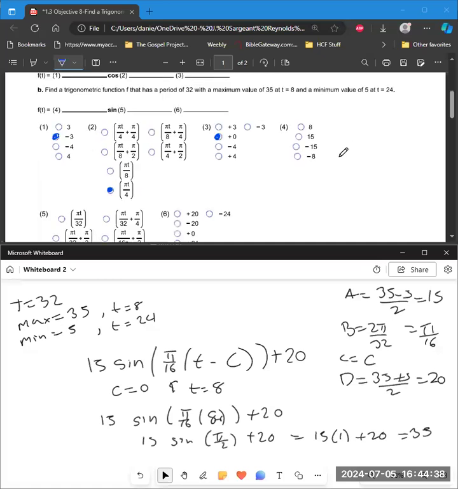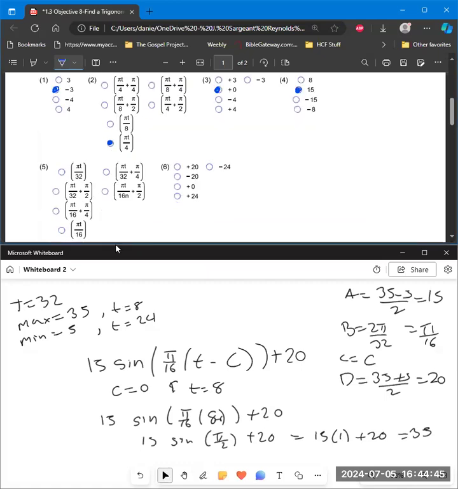So we have 15 sine of pi t over 16, then plus 20 on the outside.